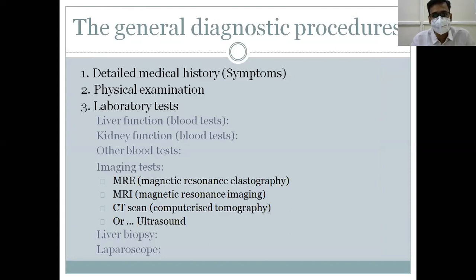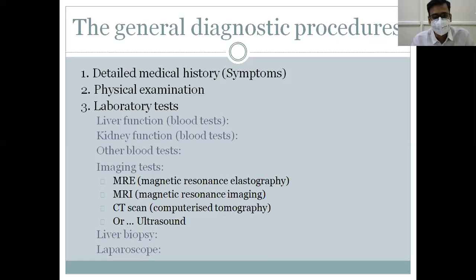What are the general diagnostic procedures you do to diagnose cirrhosis? You need a detailed medical history regarding the symptoms, their onset and progression, to come to a diagnosis of cirrhosis. You need to do a thorough physical examination. You need to look for all the signs of cirrhosis, along with a few laboratory tests like liver function tests, kidney function tests, and other investigative blood investigations like ammonia and so on.